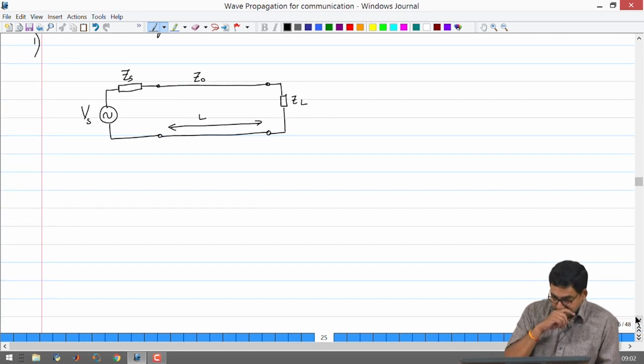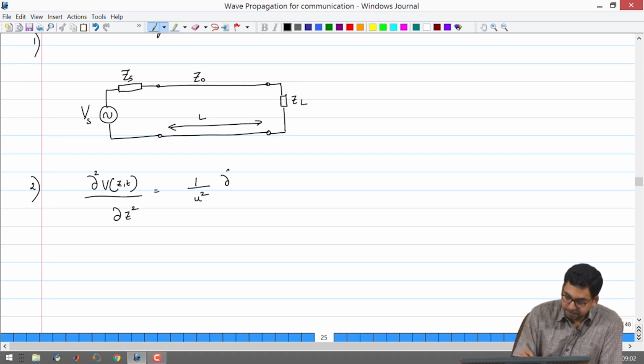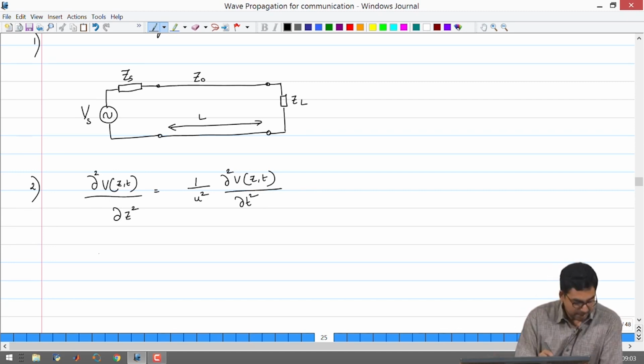So, we want to study this configuration and figure out what the voltages and the currents in this transmission line would look like. We start with the wave equation for the voltage. So, I have the second partial derivative of V with respect to z equal to 1 by u square times the second partial derivative of V with respect to t, and the wave equation for the current will have a similar form.